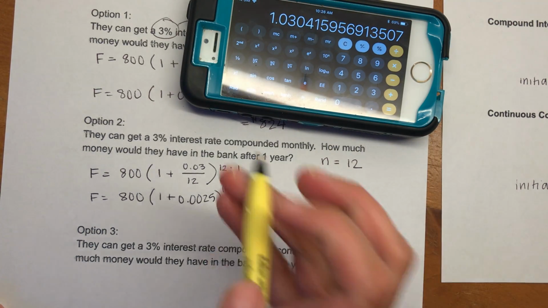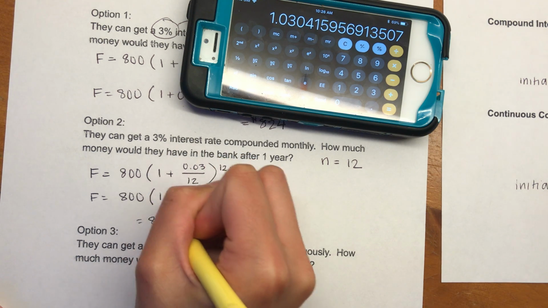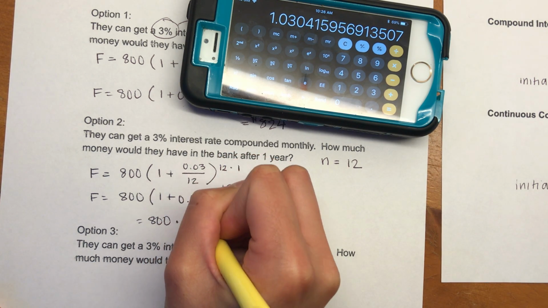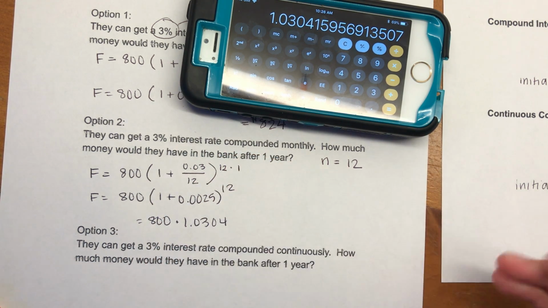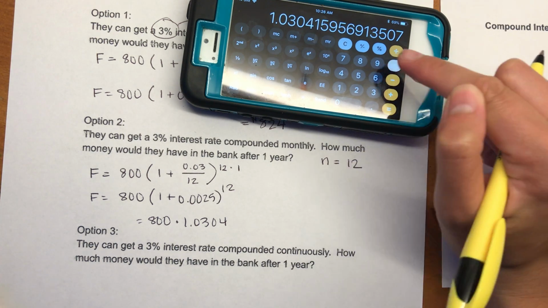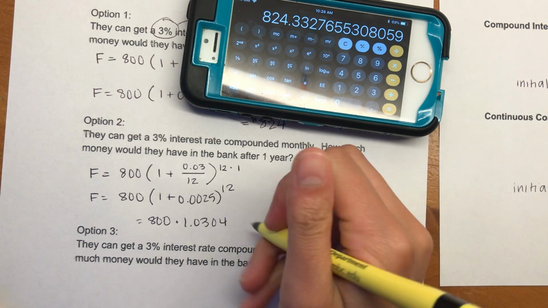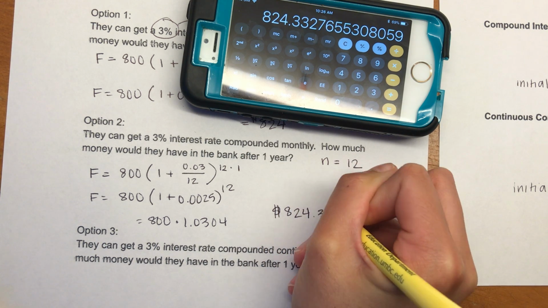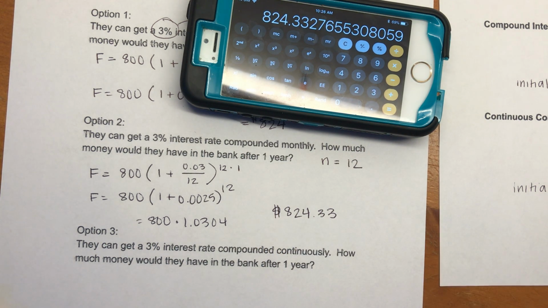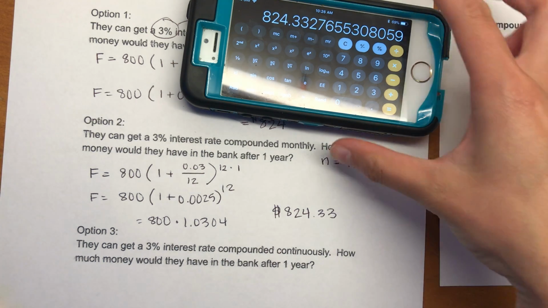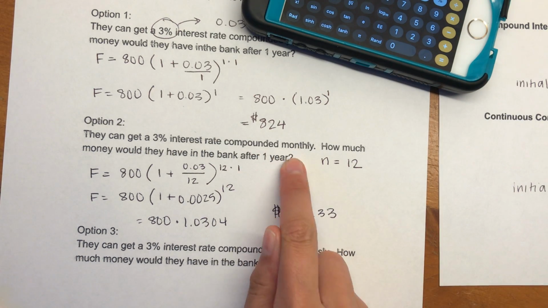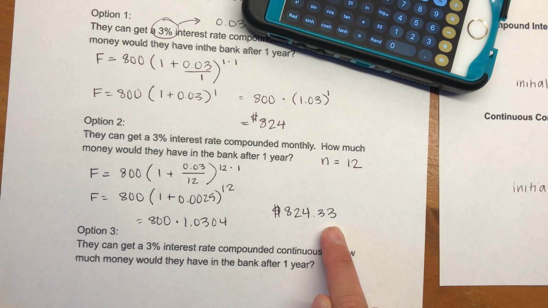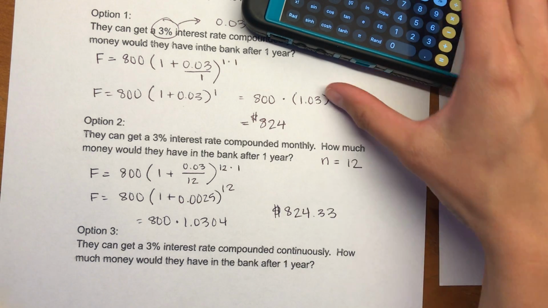Okay, so I got 800 times 1.0304. So when I multiply this by 800, I get $824.33. Okay, so that's kind of better, right? If we have an interest rate that's compounded monthly, I'm earning 33 cents more, which makes sense because I'm going through the interest a couple more times a year.